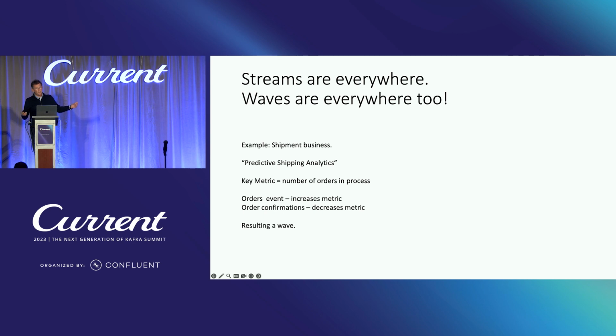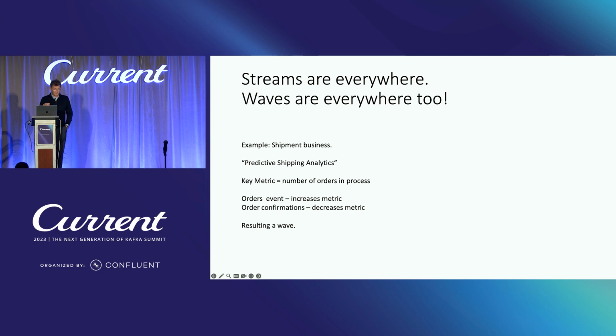So you're getting some inbound stream of orders, which customer orders something. You have to fulfill this order and ship as soon as possible. So when order events arrive inbound into your system, it increases your metrics. So you have more orders which must be fulfilled and shipped. Once you shipped, it decreases your number of orders in process.